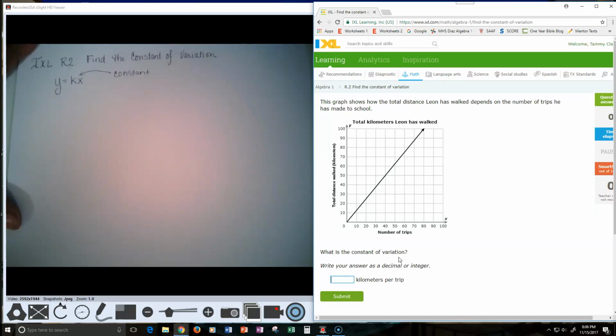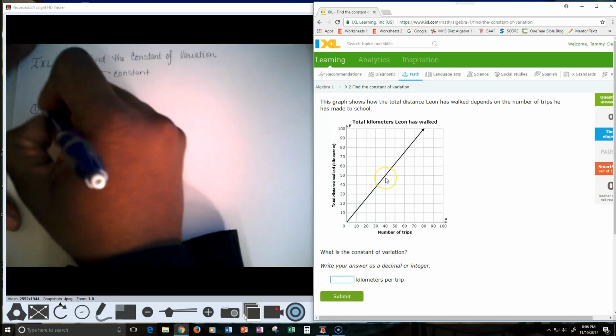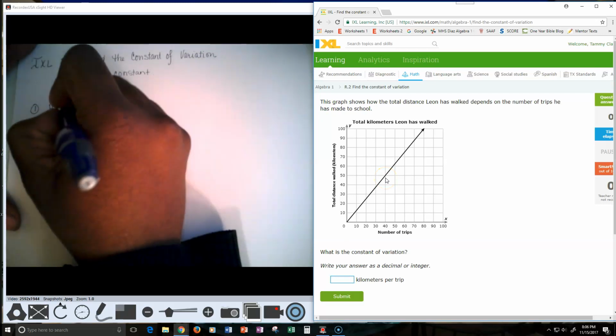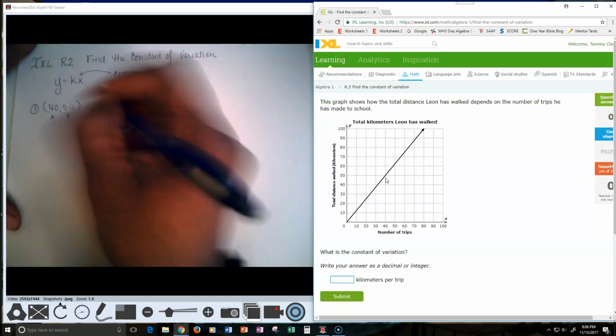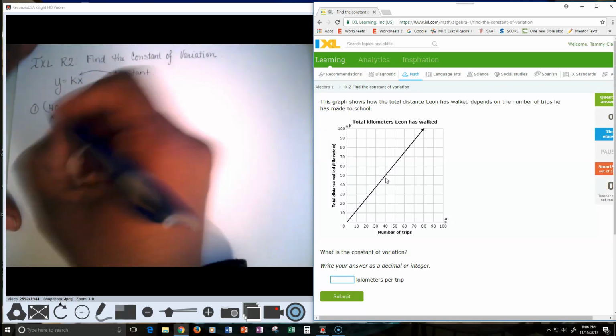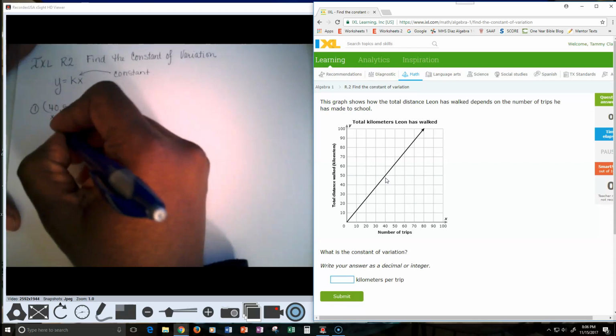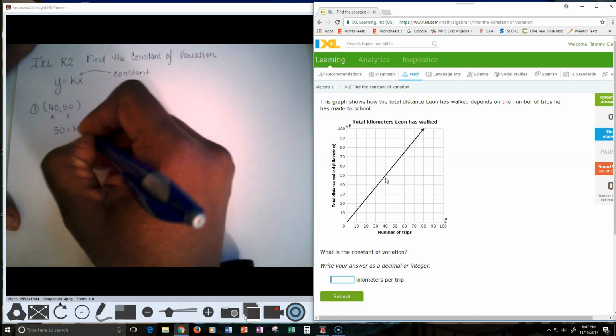So I'm going to pick, let's see, that one looks good, 50, 40. So we have our ordered pair of 40, comma 50. Remember this is x and this is y. If I put this information inside of this formula, it's going to tell me what the constant of variation is. So y is 50, k we don't know, x is 40.